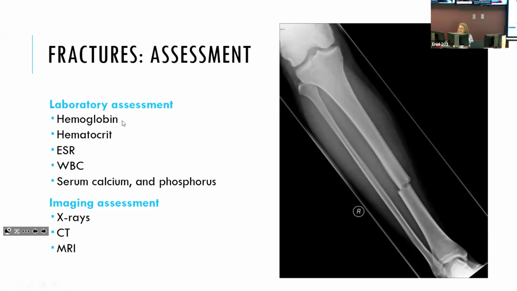So on an assessment, you would want to check the hemoglobin, hematocrit, their SED rate, white blood cell count, and then your serum calcium and phosphorus. Imaging assessments, x-rays, CT scans, and MRIs can show a break.